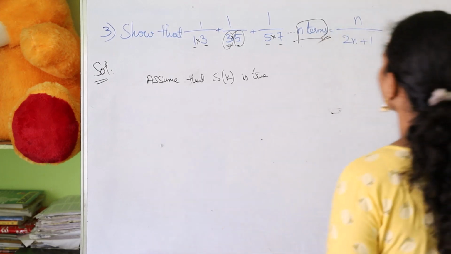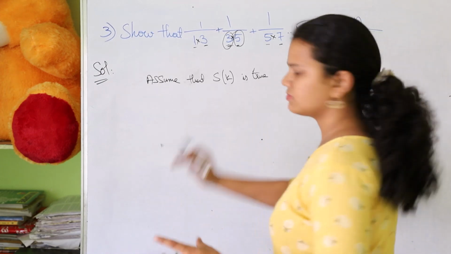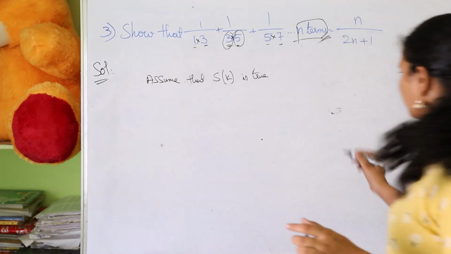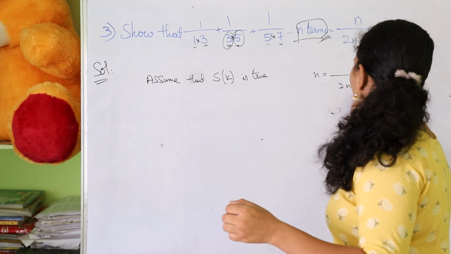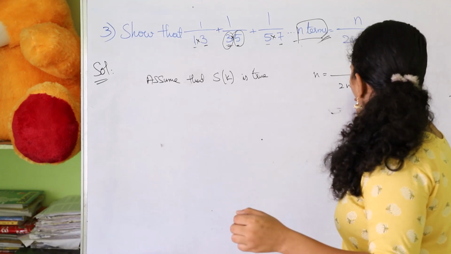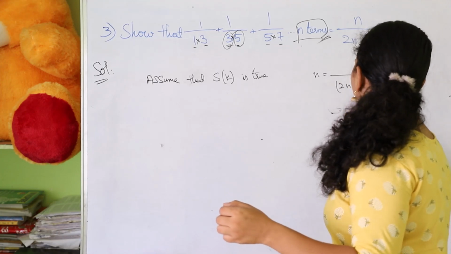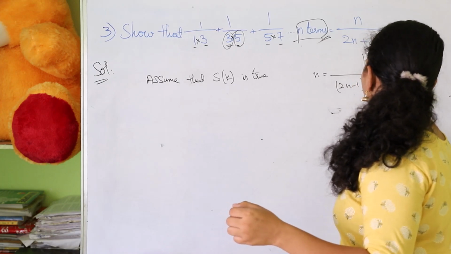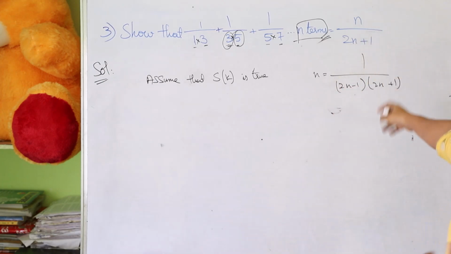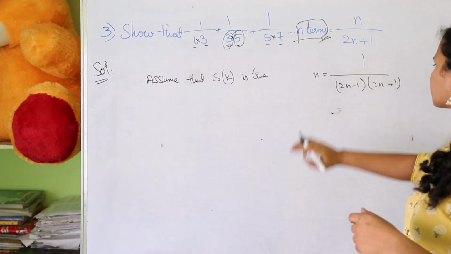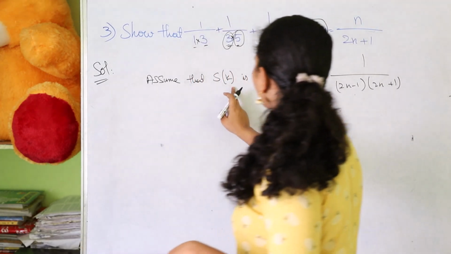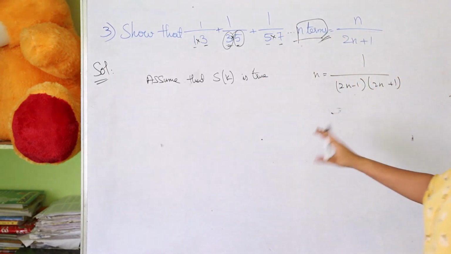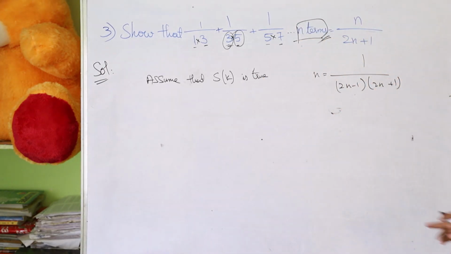So here, as I have said, you take the nth term value. We got 2n minus 1 into 2n plus 1. This is the value that we got for the nth term, 1 by 2n minus 1 into 2n plus 1. So assume that S of k is true. By assuming this, what do you do?